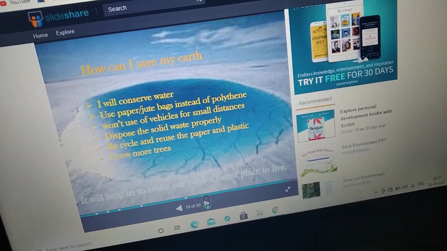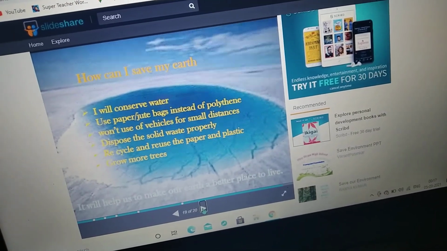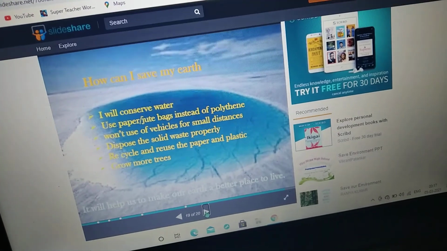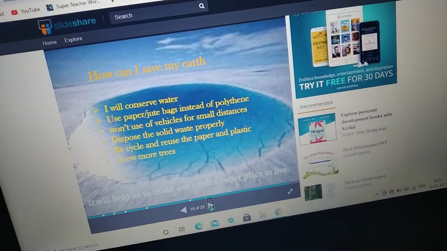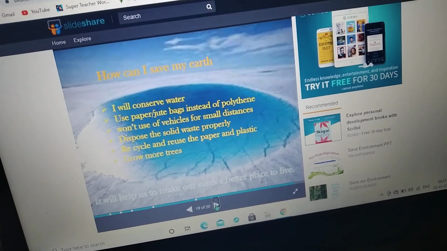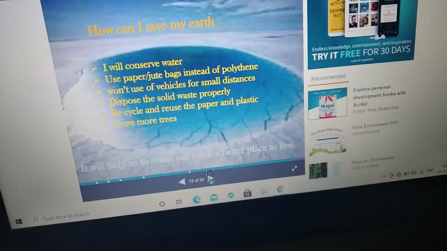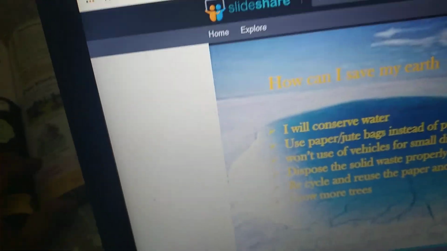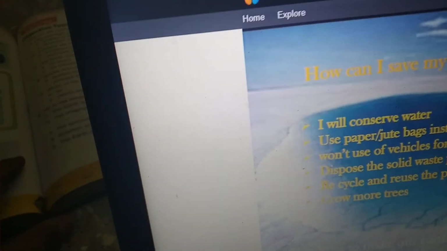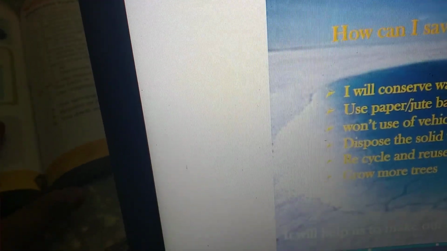Some of the members can ask, how can you save our earth? I will conserve water, use paper or jute bags instead of polythene, and not use vehicles for small distances. This is very important. Dispose of the solid waste properly, and we need to use these 3 R's management: recycle, reduce, and reuse the paper and plastic, and grow more trees. Understood? These are some ways we can save our environment without causing any type of pollution, either air pollution, water pollution, or soil pollution.